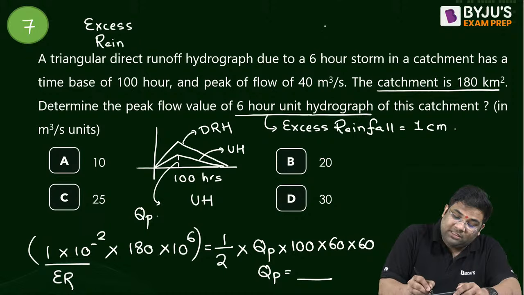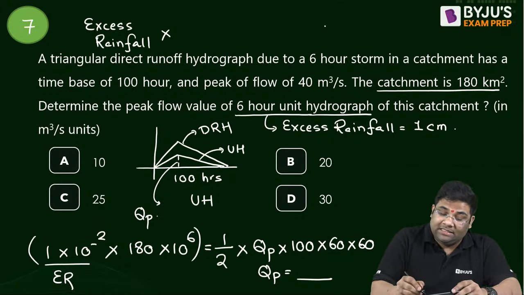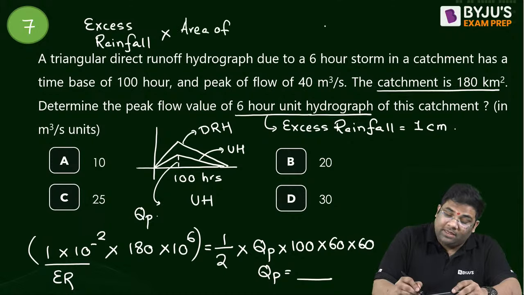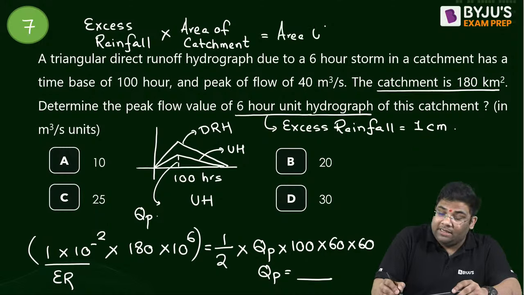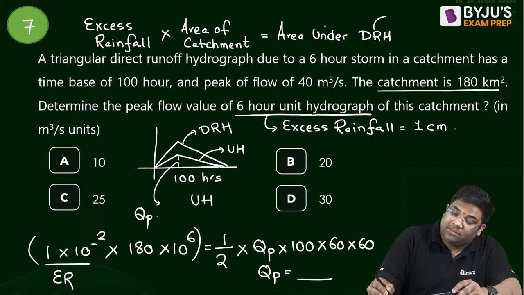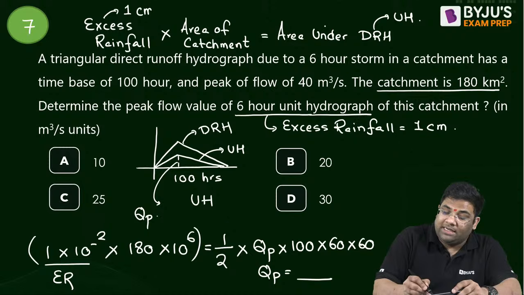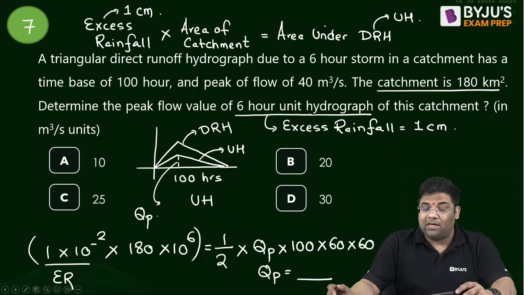Yesterday also, when I was discussing the important formulas of hydrology and irrigation, I discussed this. Excess rainfall into the area of catchment is equal to area under DRH, right? And when this DRH becomes unit hydrograph, then this excess rainfall becomes what? 1 centimeter. So what is the answer now?